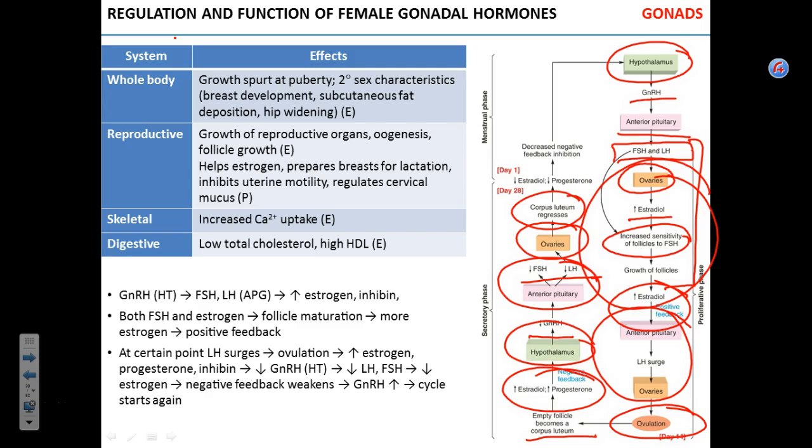Since corpus luteum is the major source of estrogen and progesterone, and it regresses, now levels of estrogen and progesterone start to decline. Does that make sense? As they decline, these guys bounce back, and the cycle starts again. So that's the ovarian cycle. Does that make sense?